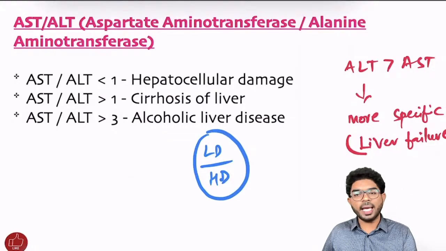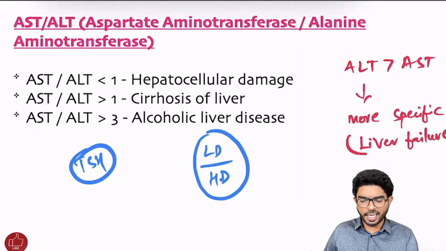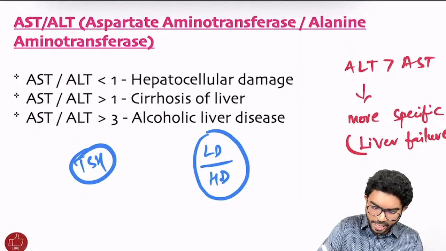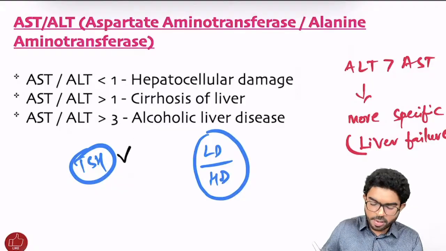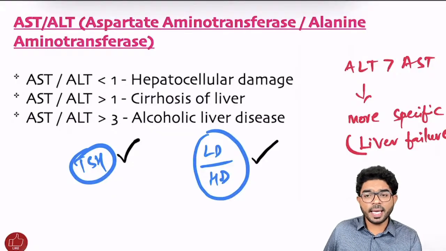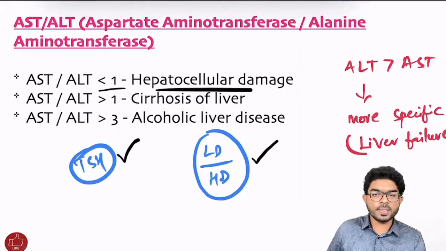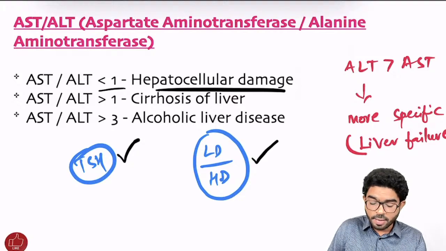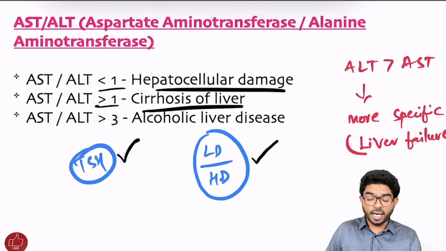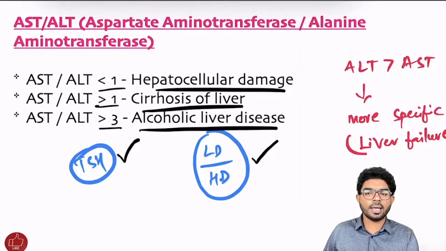Whenever I'm talking about thyroid abnormalities, my thyroid stimulating hormone levels are very, very important in diagnosing. So for thyroid, it is the thyroid stimulating hormone. For heart, it is LDL by HDL levels, and for liver, it is AST by ALT levels. Whenever your AST to ALT ratio is less than 1, that is called hepatocellular damage. Whenever it is more than 1, there is cirrhosis of the liver. Whenever it is more than 3, that is alcoholic cirrhosis of the liver or alcoholic liver disease.